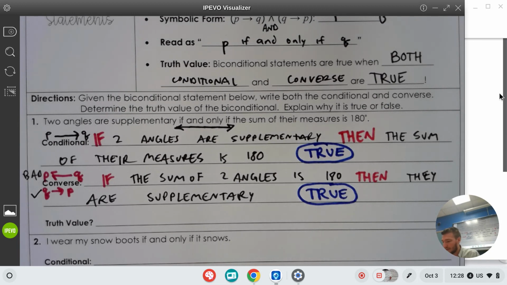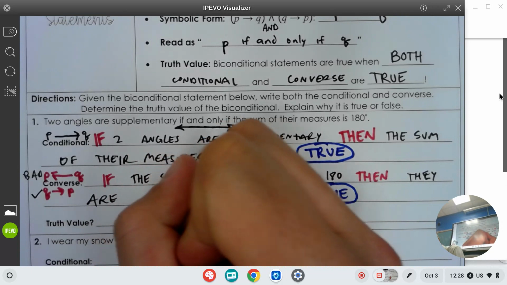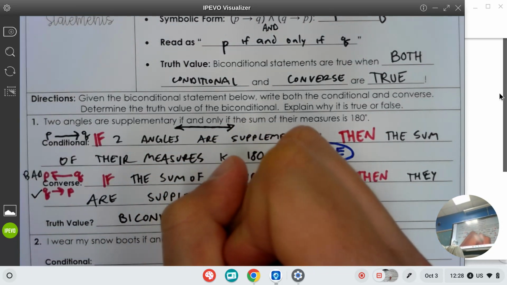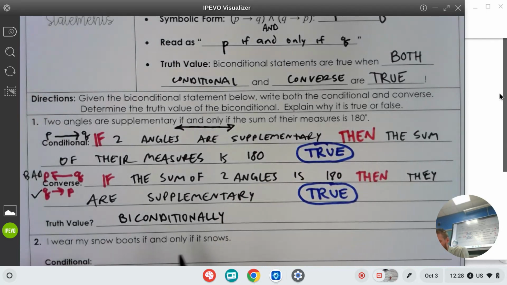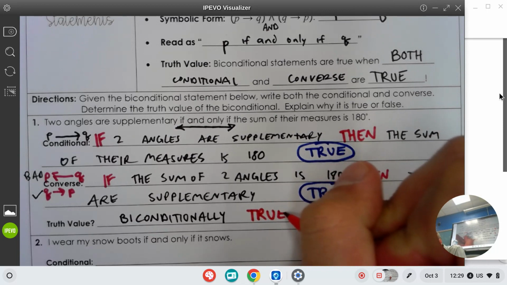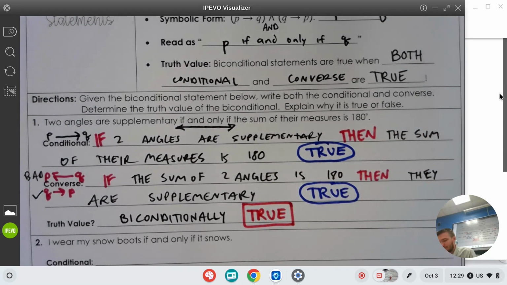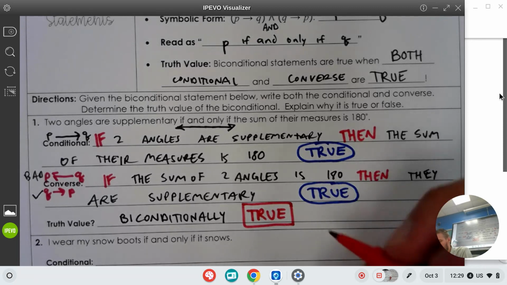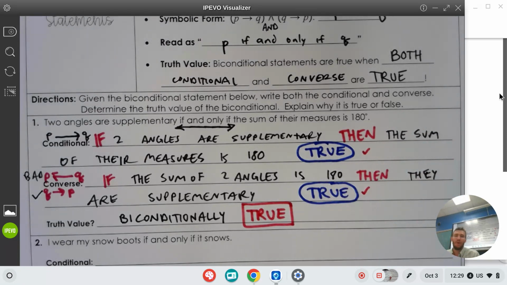And so, because both directions are true, then biconditionally, remember what we're really trying to figure out is biconditionally, it's the new vocab word, this is true. And it's true because check, check. We got to have both.